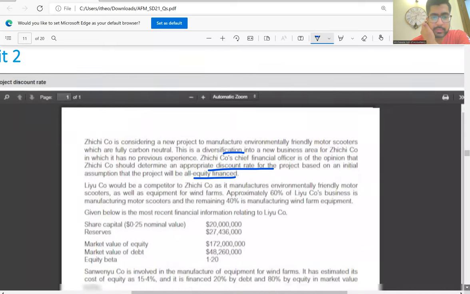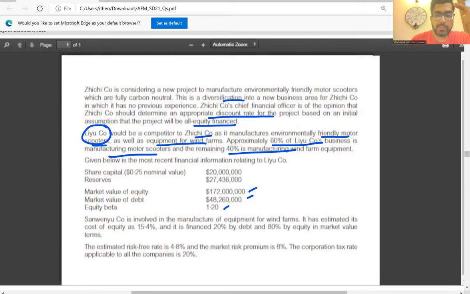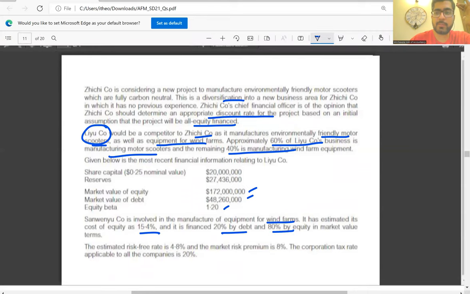Then it was that Liu company would be a competitor to ZHICHI. It manufactures environment-friendly motor scooters which you are willing to make, as well as wind farms. 60% of Liu's business is manufacturing and the remaining 40% is wind farm. Share capital was given, reserves were given, market value of equity and debt was given, equity beta was given for Liu company. Sanmenu company was involved in only wind farms, K40, 15.4%, 20% debt, 80% equity by market values. Risk-free rate RF 4.8%, premium RM minus RF 8%, tax rate 20%. Exhibit 2 ends.